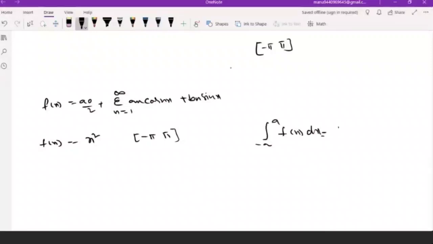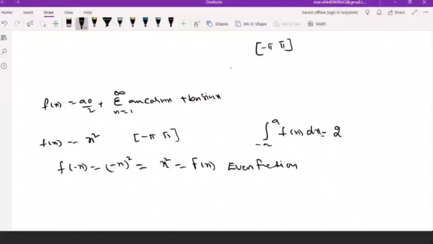When we have to apply the property, first of all we check whether the given function is an even function or an odd function. Here, x can be replaced by minus x, that is minus x whole square, which is equal to x square. We are getting the same function again. If we get the same function, that function is called an even function. When we have an even function, we apply this property: the integral from minus a to a of f of x dx is equal to 2 times the integral from 0 to a of f of x dx.